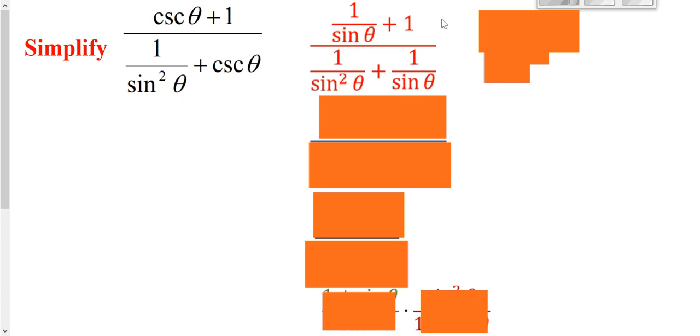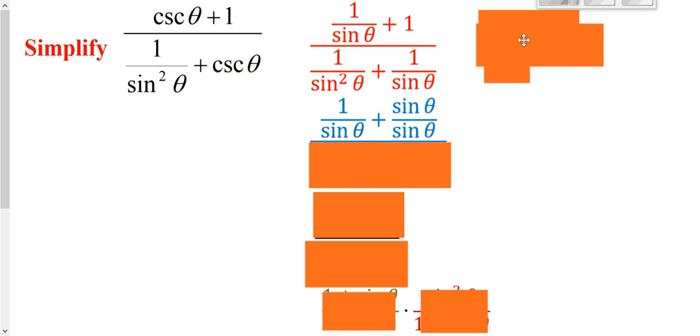Well, now on top, all I'm doing is just adding fractions. Remember, to add fractions, you have to have a common denominator, which would be sine. So remember, this is 1 over 1. You'd have to multiply top and bottom both by sine over sine, so we get this on top. On the bottom, your common denominator would be sine squared. We already have that here.